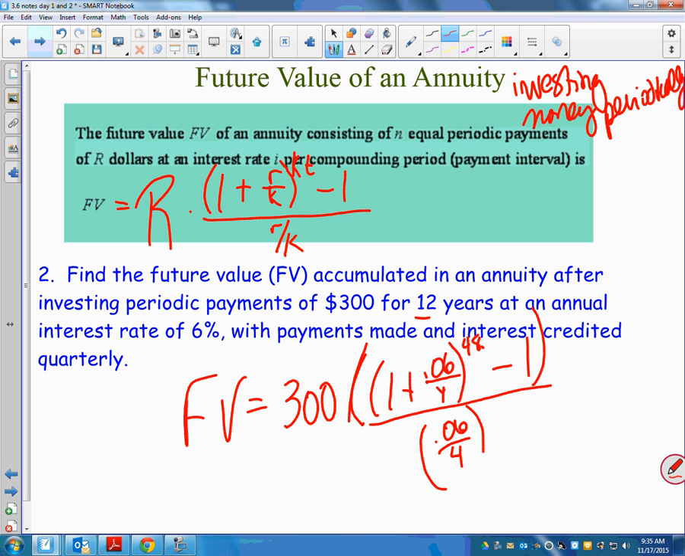So if they do this for 12 years, you should get $20,869.57. If you did not get that, then you typed something wrong in your calculator.